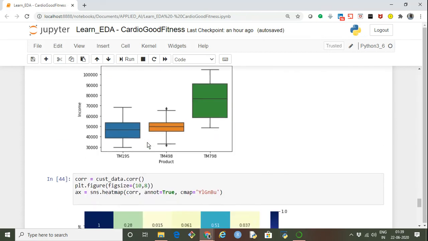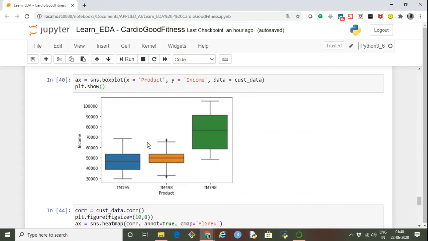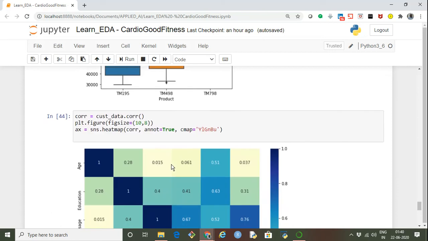Now let's do a box plot between the products and, on the y-axis, the income. If we see between 195 and 498, the median income is more or less the same, whereas obviously TM798 was bought by people whose median income was much higher compared to the other two products. Let's find out a correlation.